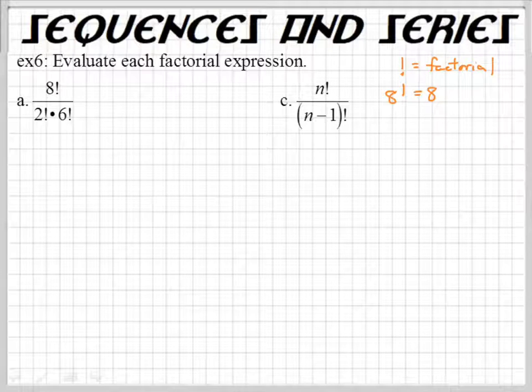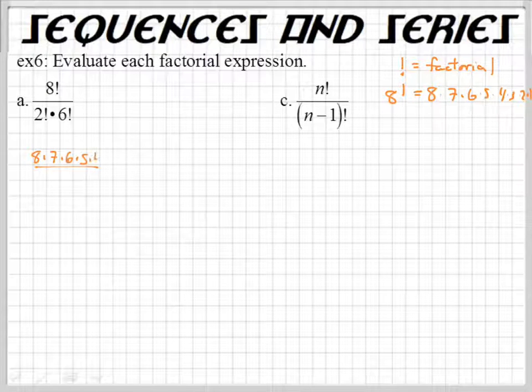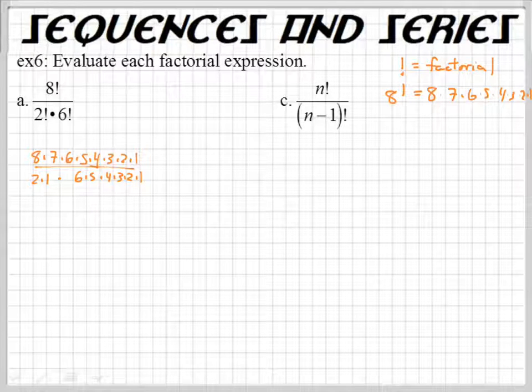8 factorial means 8 times 7 times 6 times 5 times 4 times 3 times 2 times 1. Okay? Now, when you get good at this, you can simplify these a lot faster, but I'm going to expand it to show you guys how to simplify it. So this right here is 8 times 7 times 6 times 5 times 4 times 3 times 2 times 1. And underneath it's 2 times 1 times 6 times 5 times 4 times 3 times 2 times 1. You guys see that? Okay, so do you see what you could cancel out?